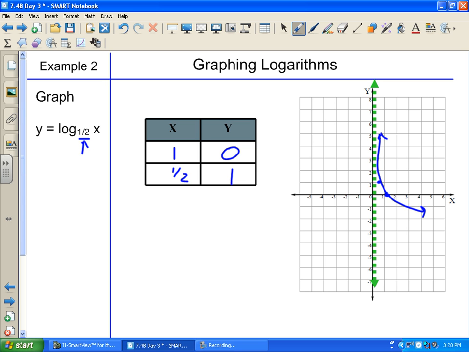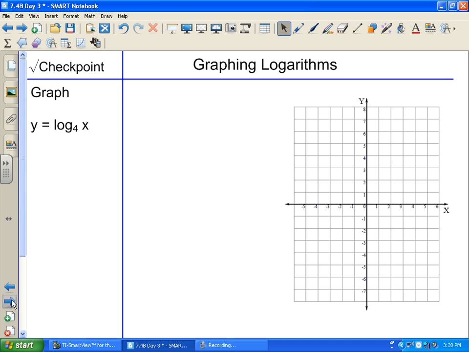Once again, domain is now restricted and range is free. Y is equal to all real numbers, and x, once again, is greater than 0. Okay? That's it. It's graphing logs, parent function. As I said, I think these are the easiest parent functions we have. Match the bases up, and you're good to go.